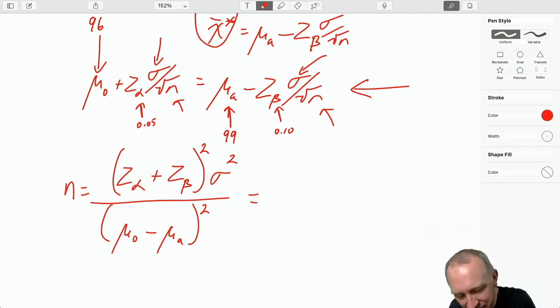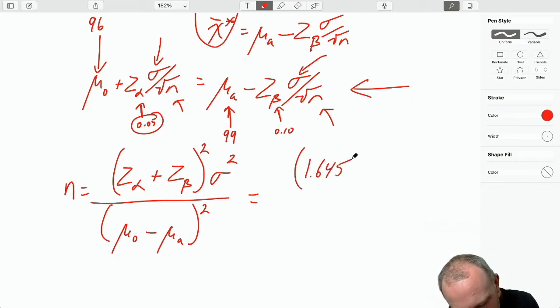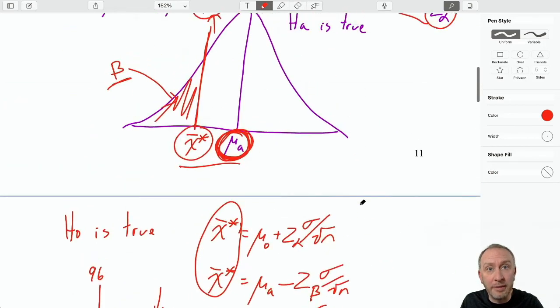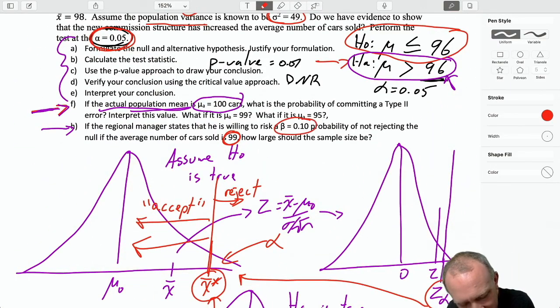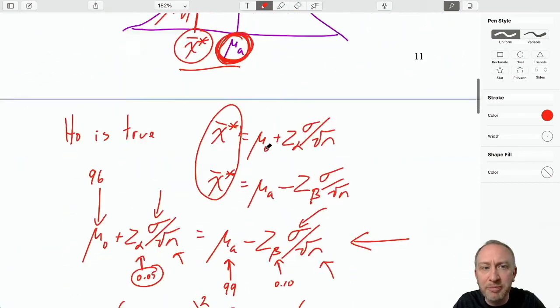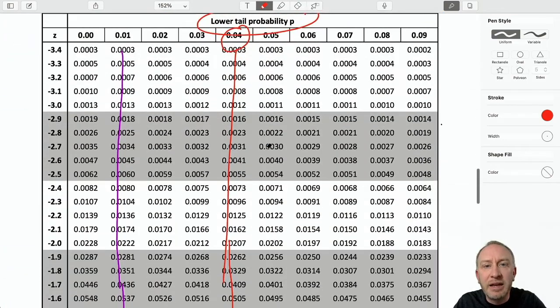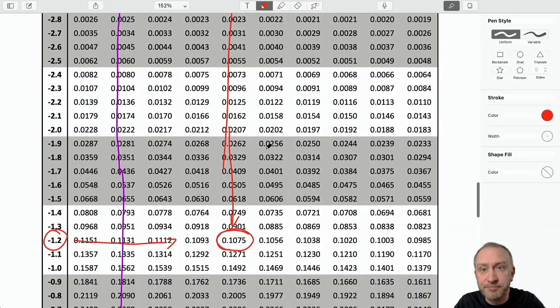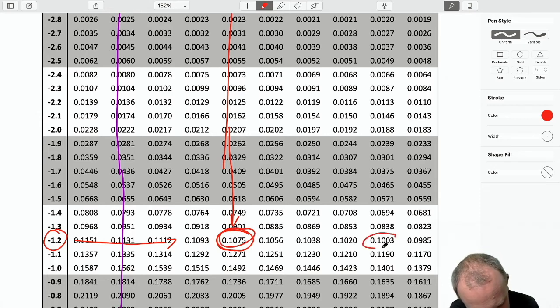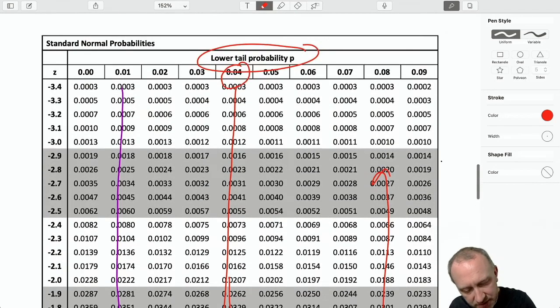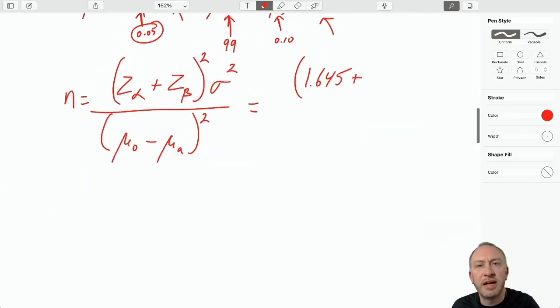So here is Z alpha. Alpha was 0.05, so I know that's going to be 1.645. We've seen that number come up a few times. Beta is 0.1, so that was this 10% chance. Well, what is that going to be? I don't know off the top of my head. Let's go to our Z tables. And now I'm looking for 0.1. Well, here, we're actually very close to it. With that previous result, the closest I can see to 0.1 is right over here. So that's going to be 1.2 coming up here, 8.